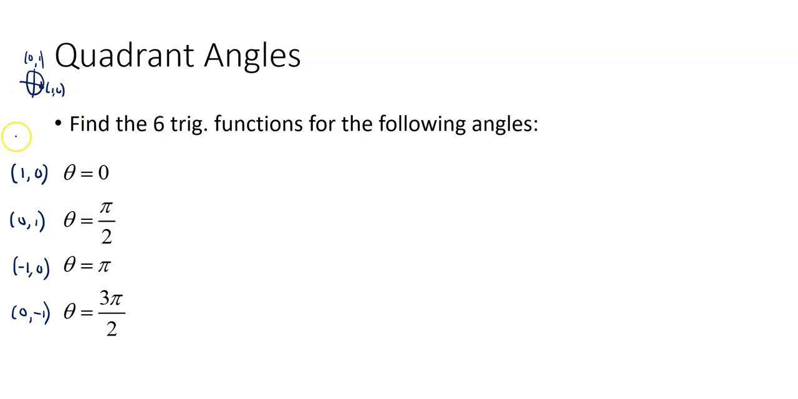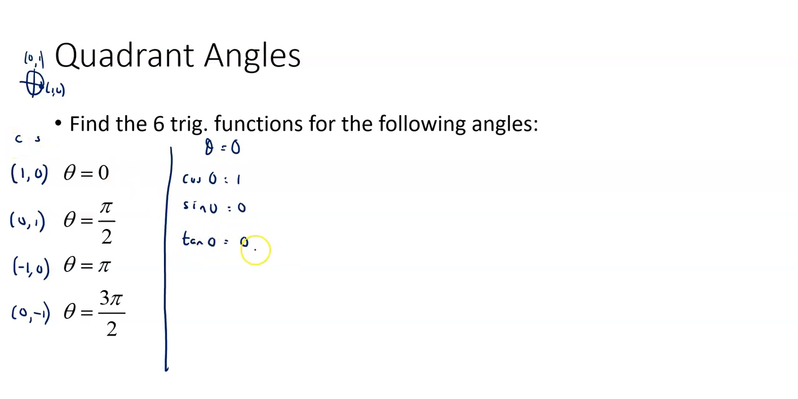All right. And the other thing to remember, too, is that cosine comes first, sine comes second. So here, let's make some columns. For theta equals 0, the cosine of 0 is 1. The sine of 0 is 0. And the tan of 0, well, tangent is sine over cosine, so 0 over 1 is 0. Well, if the cosine is 1, then the secant's also 1.